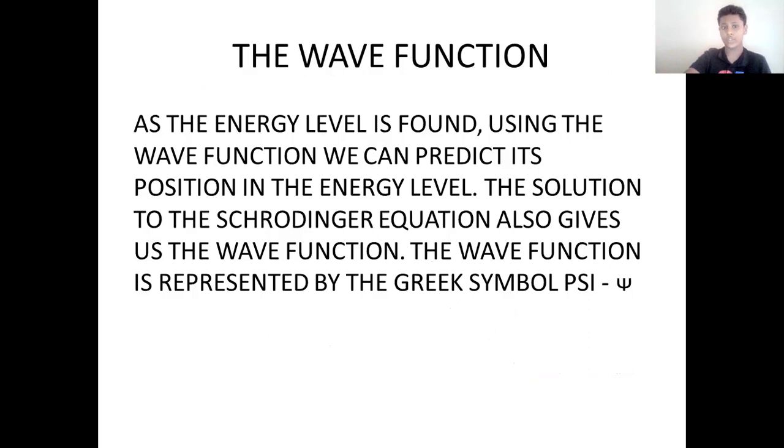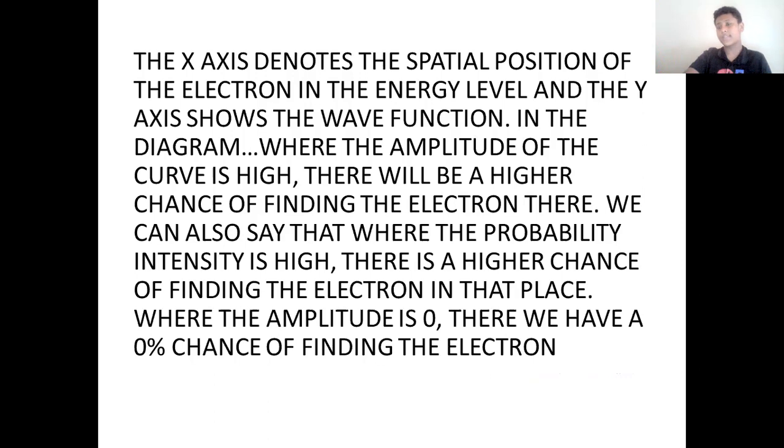The solution to the Schrodinger equation also gives us the wave function. The wave function is represented by the Greek symbol psi. We usually have the wave function as a wave graph or a curve graph. In that kind of graph, the x-axis denotes the spatial position, or the possible positions of where the electron can be. So if we have a shell like this, there are possibilities of having the electron either at this point, or this point, or this point, or this point.